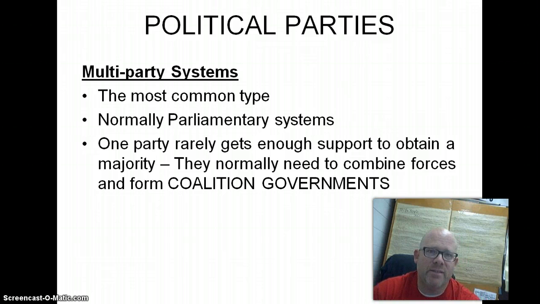So in most cases, in these systems, the dominant government has to have a majority. They must have a majority to make government. So they go into coalition governments. They have to go into agreements with other parties to get that majority of seats.